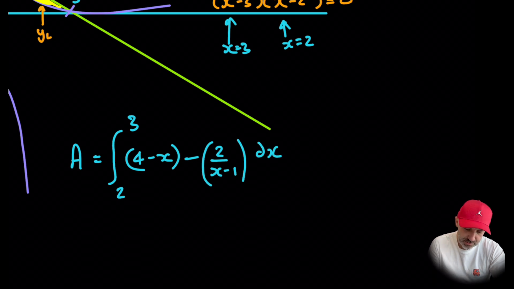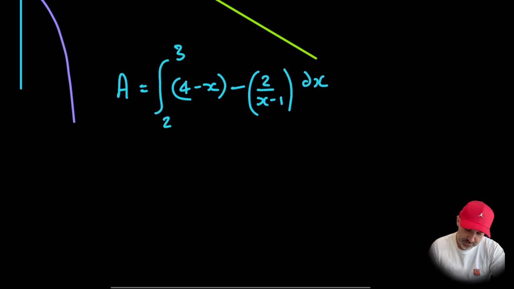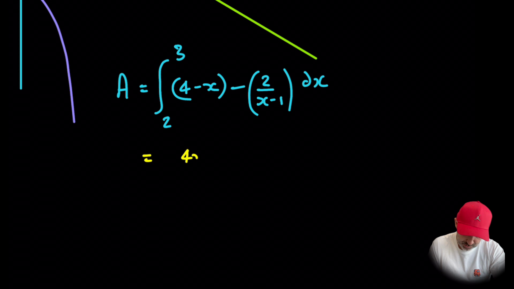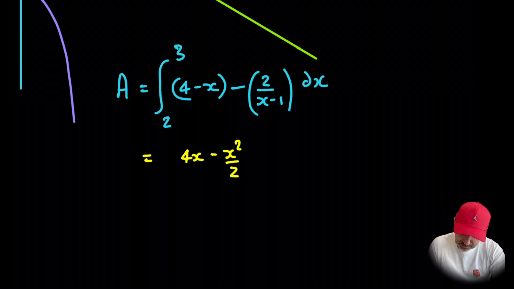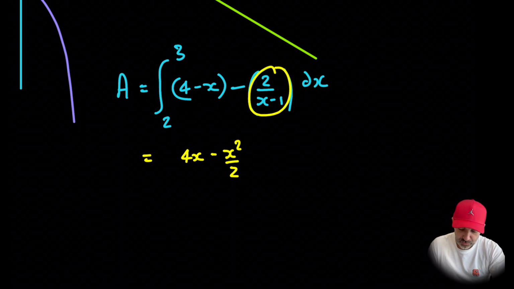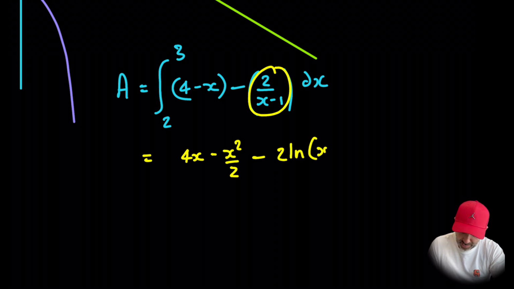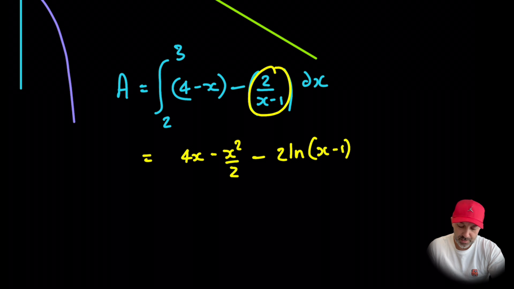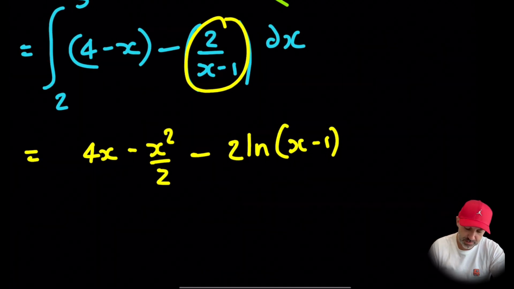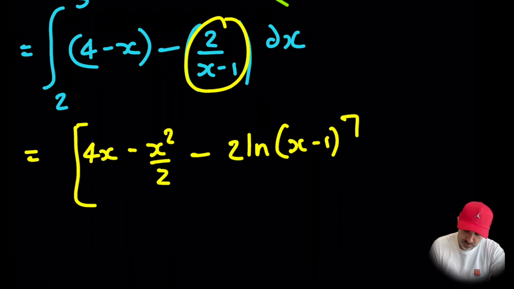Now we have to integrate this, so let's go ahead and do that. I'm not going to tidy anything up. It's not so easy to do that. So we're going to say that this becomes 4x. This becomes x squared over 2. And this here is going to become a natural log. So it's negative 2 natural log x minus 1. So watch my video on integrating this style of expression to get natural log. And that is all in square brackets between 3 and 2.